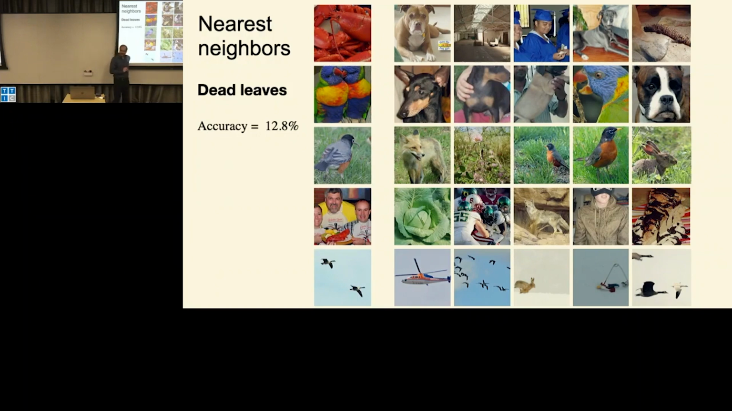But there are a few surprising things. This is not too bad. There are a few birds here. This one actually got even a couple that are the same species. It's not too bad. If you look at the accuracy, because this is ImageNet, you can look at how many times the neighbors belong to the same class, and it gives you around 12% accuracy, which is actually much better than chance.